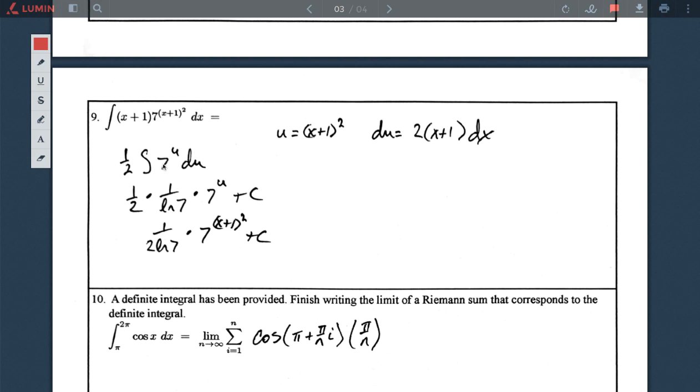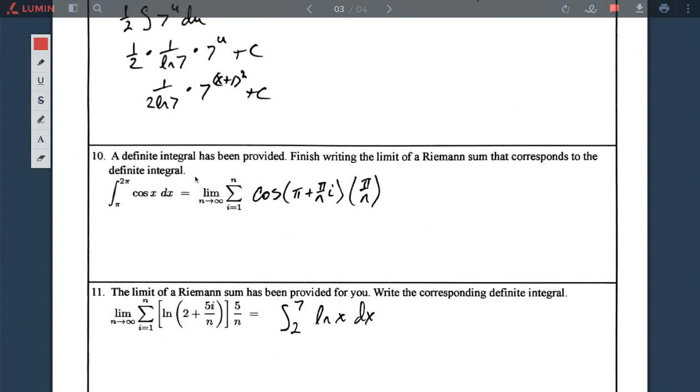So the integral of 7 to the u du. So the 1/2 stays. I need 1 over the natural log of the base, which is 7, and then times 7 to the u. And don't forget your plus c. Plug your u back in. I multiplied these two, 1 over 2 natural log of 7 times 7 to the x plus 1 squared. Remember that we could move the 2 up here and make this a natural log of 49. So keep that in mind whenever you're trying to do a multiple choice. It may be the natural log of 49.